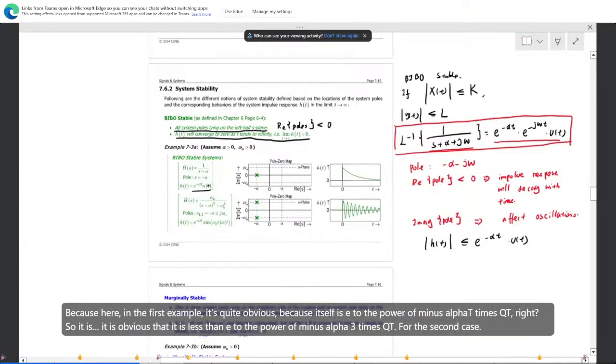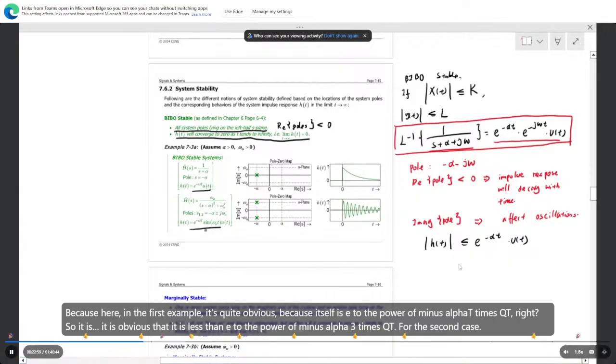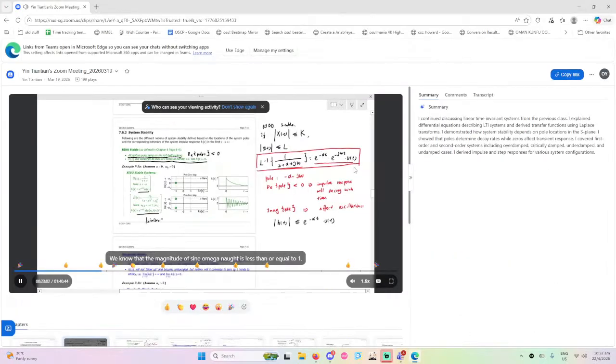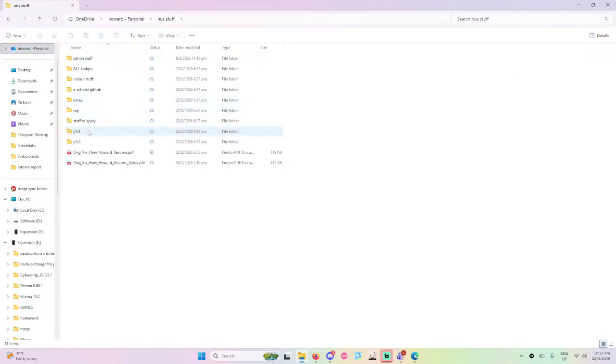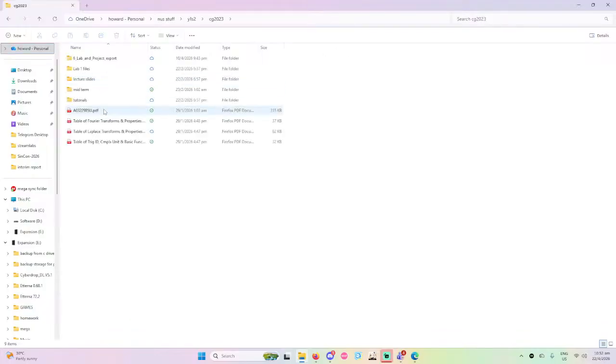Because in the first example, it's quite obvious because h(t) itself is e to the power of minus alpha t times u(t), right? So it is obvious that it is less than or equal to e to the power of minus alpha t times u(t). For the second case, we know that the magnitude of sine omega naught t is less than or equal to 1. That's why the second impulse response will also be less than or equal to e to the power of minus alpha t times u(t).